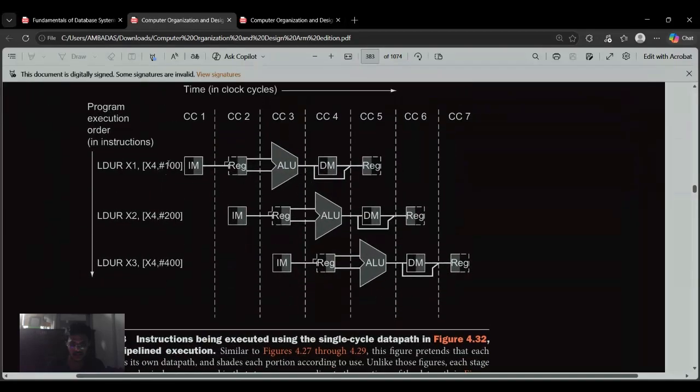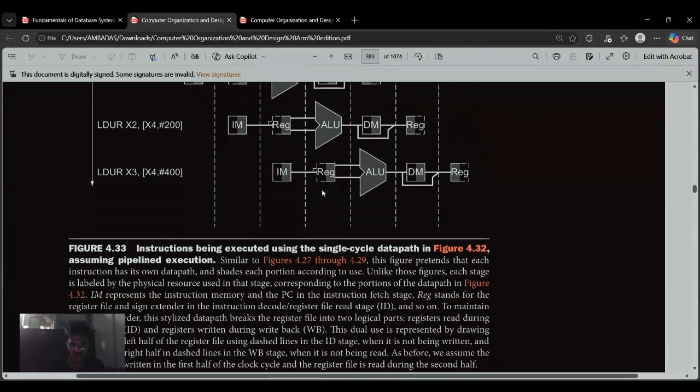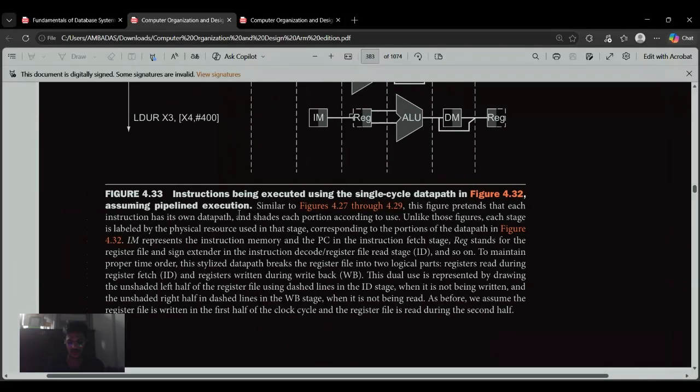This instruction keeps moving with the clock cycle: clock cycle one, clock cycle two, clock cycle three, and so on as it goes down. This is the first instruction. This is the second instruction. This is the third one. There's nothing else. This is nothing but the write back stage, most probably, I guess. Let's see what's explained here.